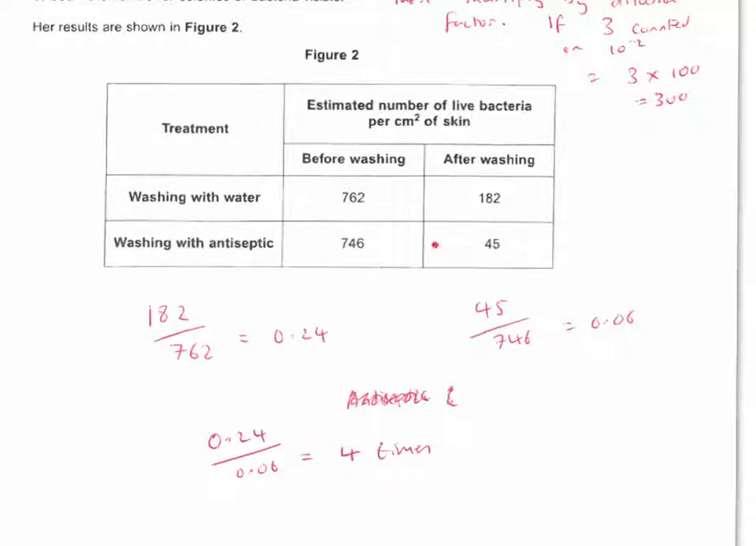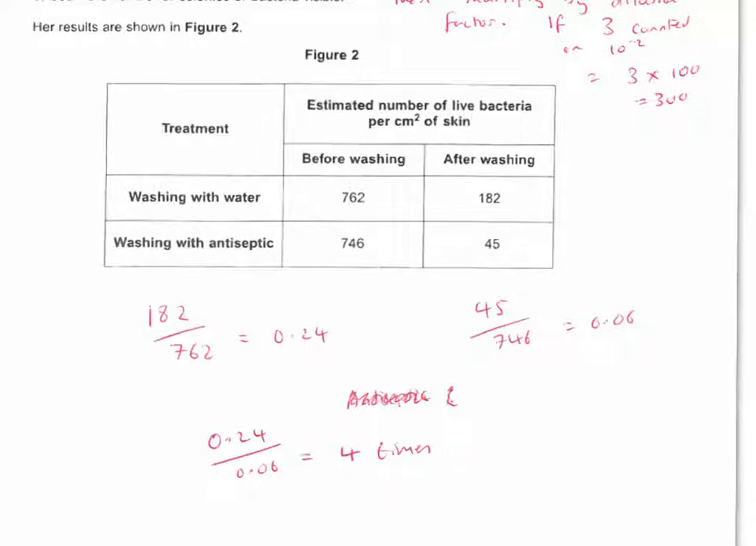Whereas if you do the same with the antiseptic, 45 divided by 746, that means there's only 6% of the bacteria surviving after washing. So this number divided by this number shows that it's 4 times more effective. There's 24% left, now there's only 6% left, and this goes into that number 4 times.